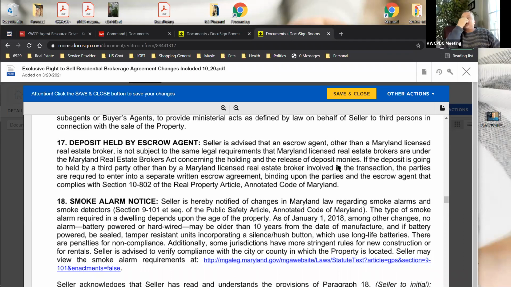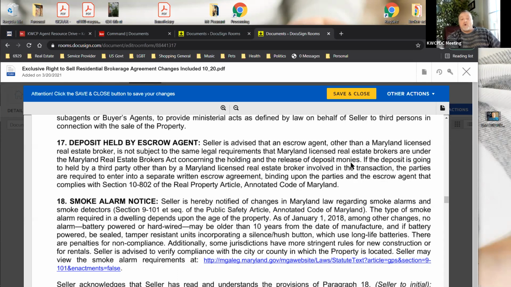Okay, paragraph 17. The deposit will be held by the escrow agent. The seller is advised that an escrow agent, other than a Maryland licensed real estate broker, is not subject to the same legal requirements that Maryland licensed real estate brokers are under the Maryland Real Estate Brokers Act. So again, we have the reference to a law, which is the Maryland Real Estate Brokers Act, concerning the holding and release of deposit monies.